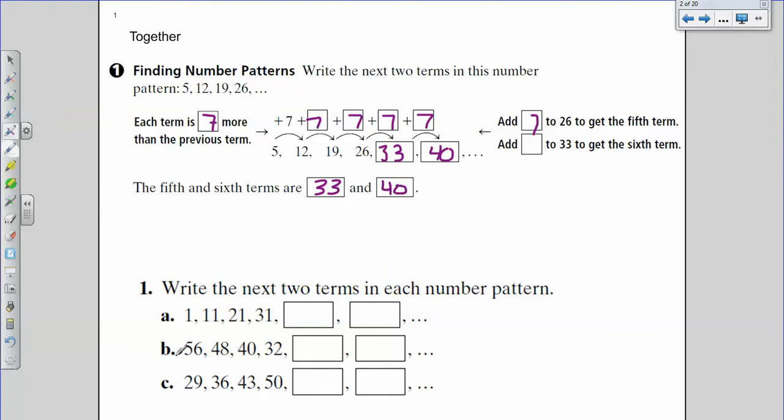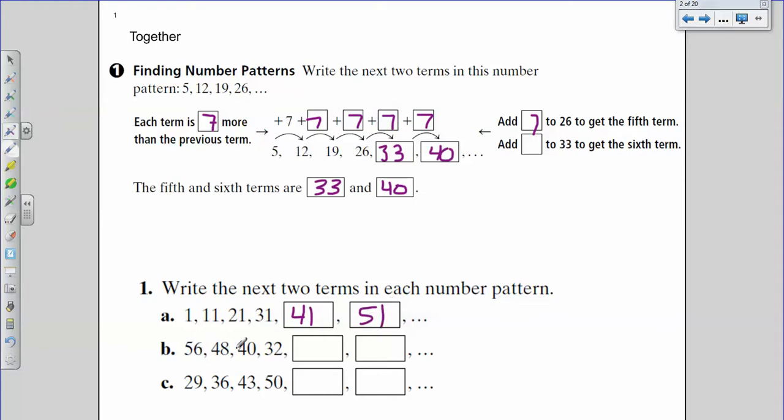All right, so let's do a couple more here. So again, I'm looking to see, is my number getting bigger, or am I increasing, am I decreasing? How much am I increasing by? How much am I decreasing by? So I'm increasing by 10 each time. So I'm going to be at 41, 51.